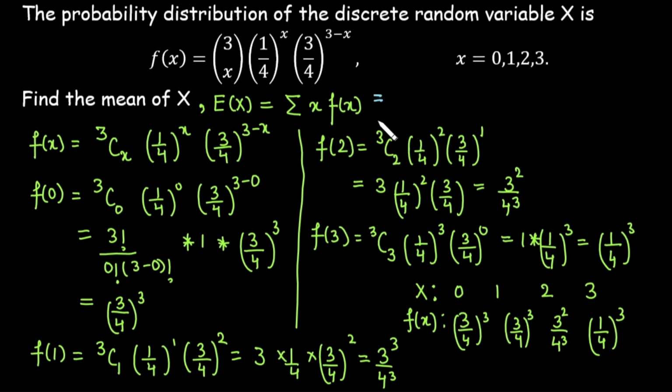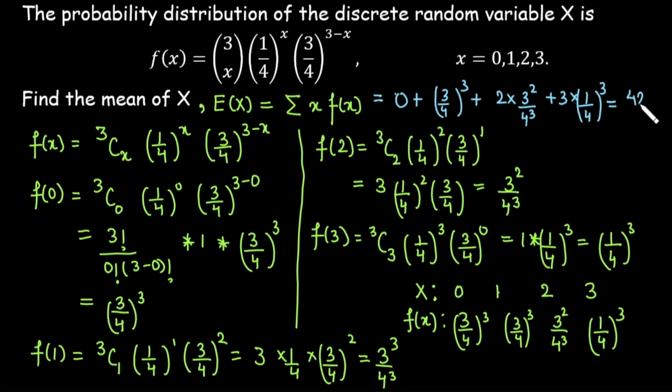This is equal to, for first random variable value, 0 into this, that becomes 0, plus 1 into this, that is 3 by 4 cube, plus 2 into this, that is 2 into 3 square upon 4 cube, plus 3 into this. More simplify this. This results 48 by 4 cube, that is equal to 3 by 4. So the expected value of the random variable x is equal to 3 by 4 in this case.